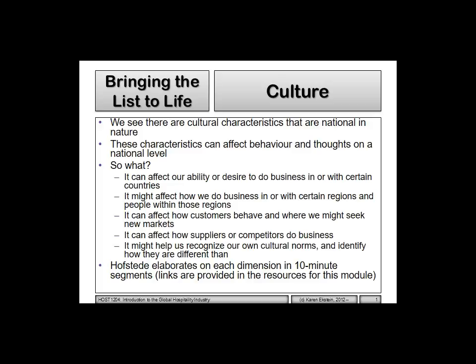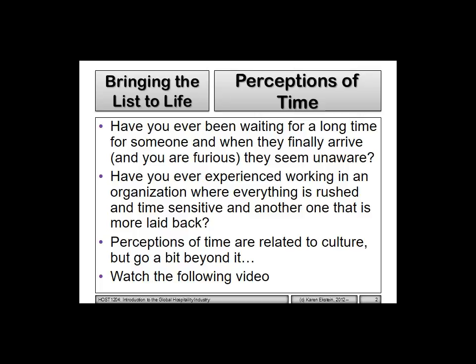Another characteristic of the social dimension that we can consider separately from or as part of culture is perceptions of time. When we talk about perceptions of time, we can see this on an individual basis as well as part of a larger societal culture. We'll talk about both of those.